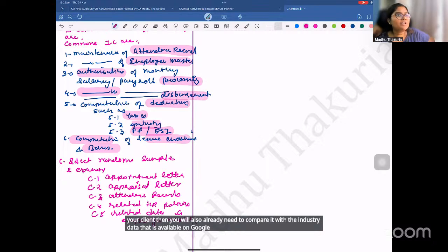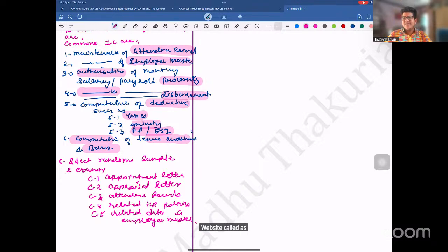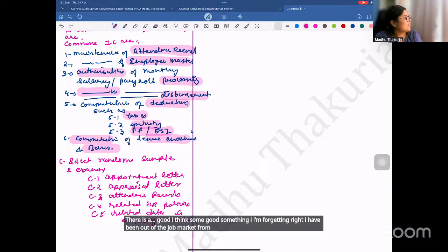No, but no company shares their employees' exact salary, but there is some data. For example, there is a website called Reddit. Reddit नहीं, Reddit पे तो है, but उसके अलावा there is some good website, I'm forgetting. I have been out of the job market for the last 1 year, so I forgot that website.